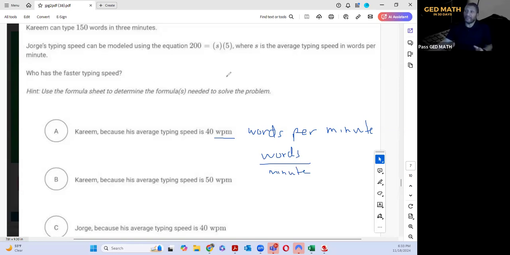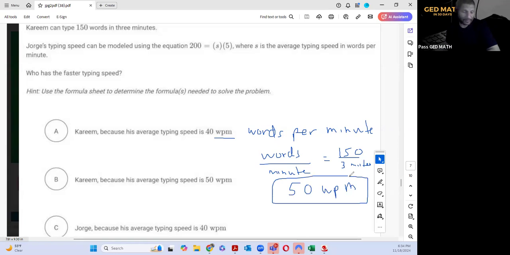So when I look at Kareem, he did 150 words, 3 minutes. Look how easy that problem became because you know what per means. What's 150 divided by 3? Can anybody tell me? 50. So Kareem types 50 words per minute. Does everybody understand that, and how I got that? Okay, good. Again, unit rate, words per minute.